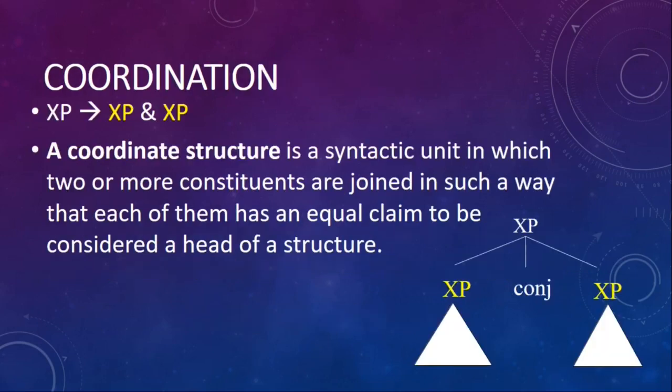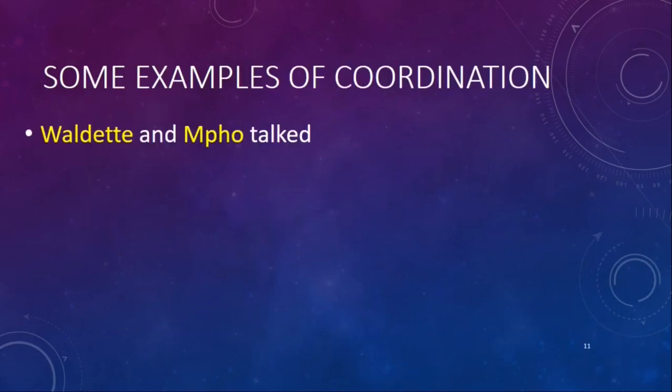A coordinate structure is a syntactic unit in which two or more constituents are joined in such a way that each of them has an equal claim to be considered the head of a structure. I've demonstrated a simple tree diagram over here, where an XP is conjoined with another XP. Here are some examples of coordination.